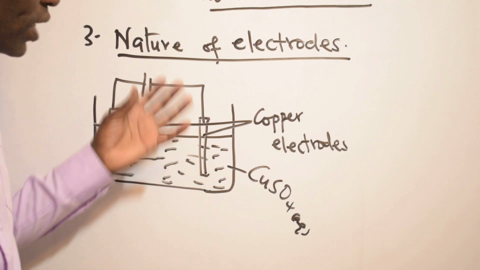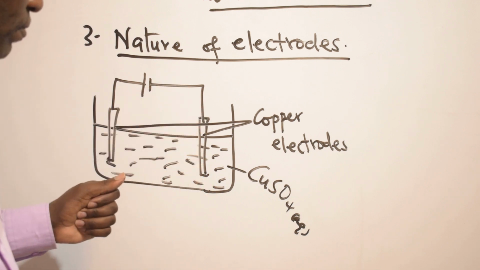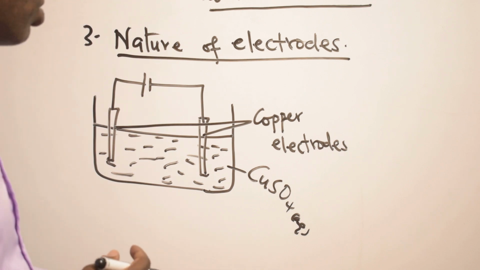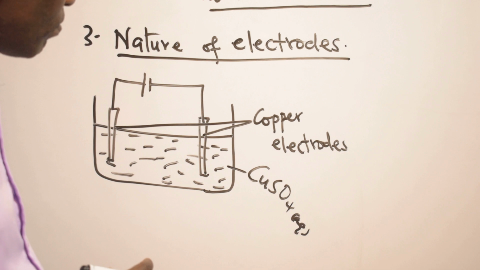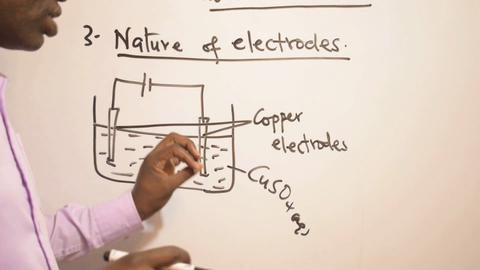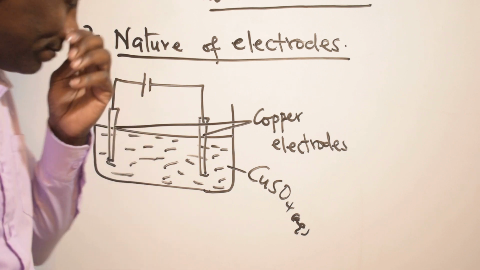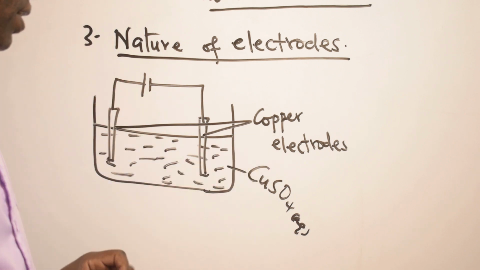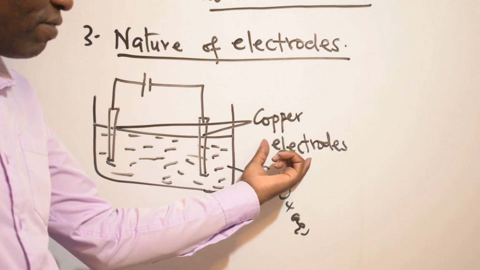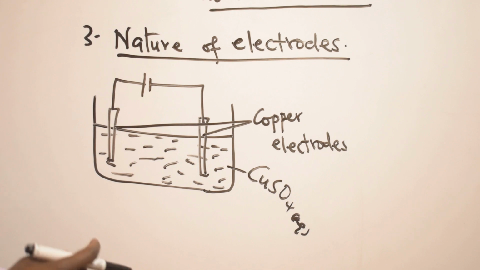Now, we've been talking about the use of inert electrodes, for example, graphite. We can talk about platinum, and so on and so forth. Now, if we are going to use reactive electrodes, for instance copper electrodes, something will happen here, because these copper electrodes have a high tendency of losing electrons, a higher tendency of losing electrons than hydroxide ions.